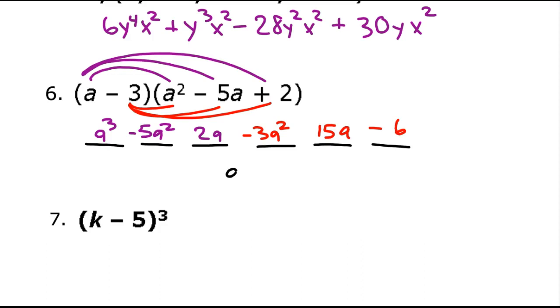All right, clean that all up in the end. You get a cubed minus 8a squared plus 17a minus 6. Lightning McQueen would say, ka-chow! Okay.